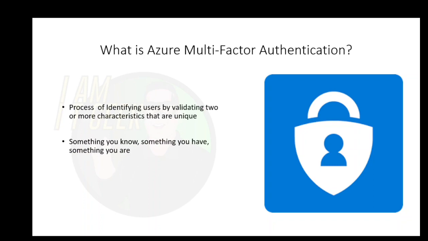Something you have, such as a trusted device that is not easily duplicated, like a phone or a hardware key. And then something you are. This will be biometrics like a fingerprint or facial recognition. Windows Hello, for example, on Windows 10.